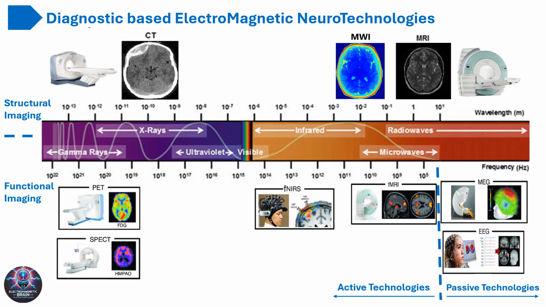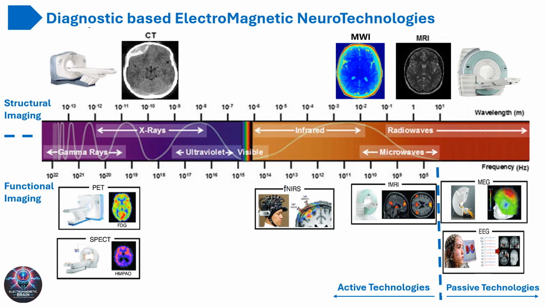Diagnostic electromagnetic neurotechnologies fall into two main categories. 1. Structural imaging focuses on visualizing the brain's anatomy. In this category, magnetic resonance imaging uses strong magnetic fields to generate detailed images of brain tissues. Microwave imaging uses waves to create a permittivity profile of the brain materials. Also, computed tomography uses X-rays to capture cross-sectional images.